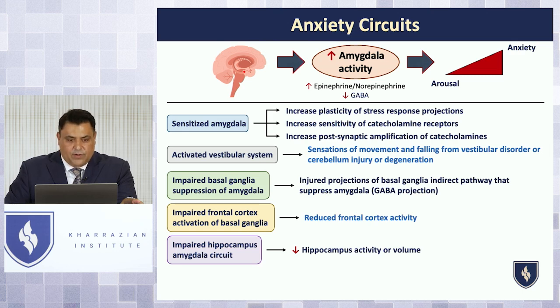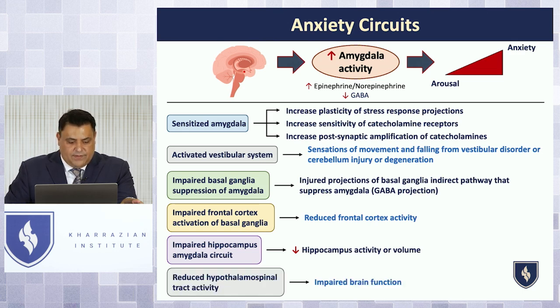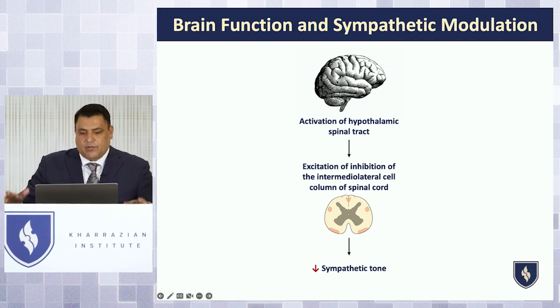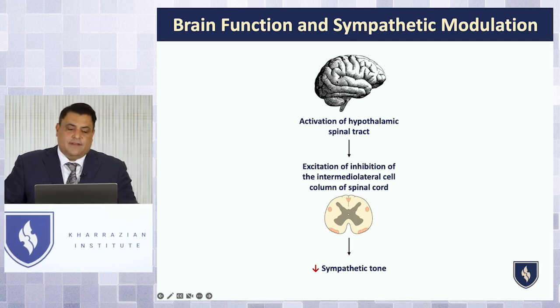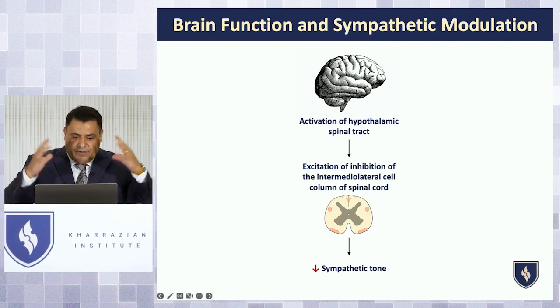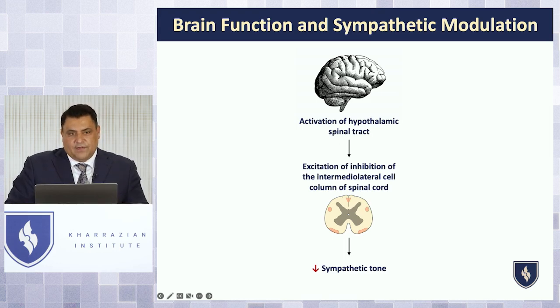Another pathway for these circuits to be involved is reduced hypothalamic spinal tract activity, just like brain injury, loss of brain activity in general. When brain activity in general gets compromised, you can have increased responses. Typically, the different regions of the brain, the frontal cortex, the parietal cortex, the occipital cortex, the temporal cortex, all get activated and they fire into the brainstem. As they fire into the brainstem, they activate the hypothalamic spinal tract.